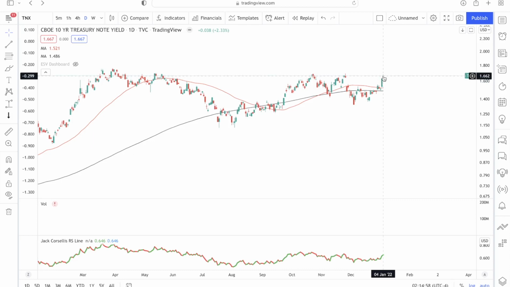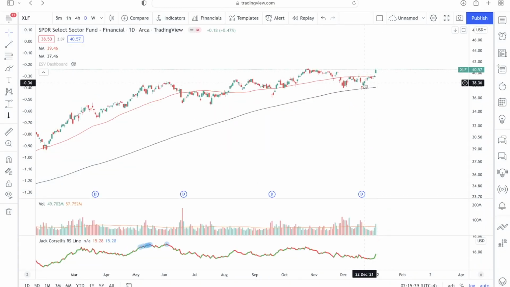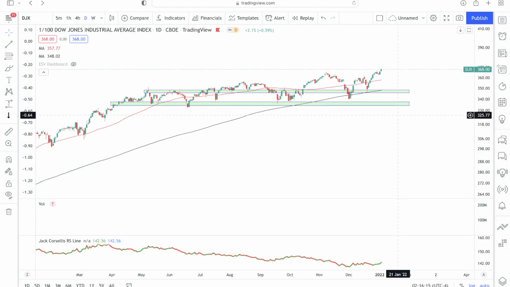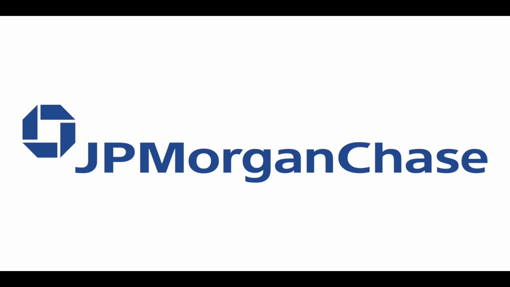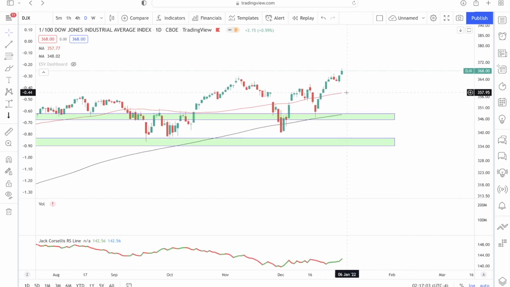And with the rise in the 10-year treasury yields, the financial sector stands to benefit. So if we take a look at the financial sector, the XLF, we see that the XLF has also been performing quite well recently. So how does this relate back to the Dow Jones? If we take a look at the Dow Jones over here, there are a few financial stocks in the Dow Jones index, for example, Goldman Sachs and JP Morgan. And because these financial stocks have been performing relatively better recently, this has also managed to pull up the Dow Jones along with it.